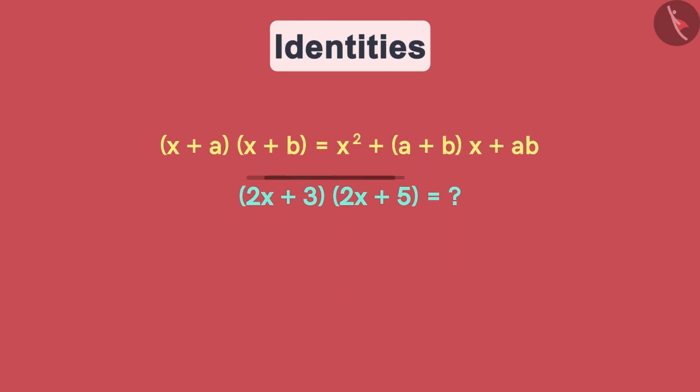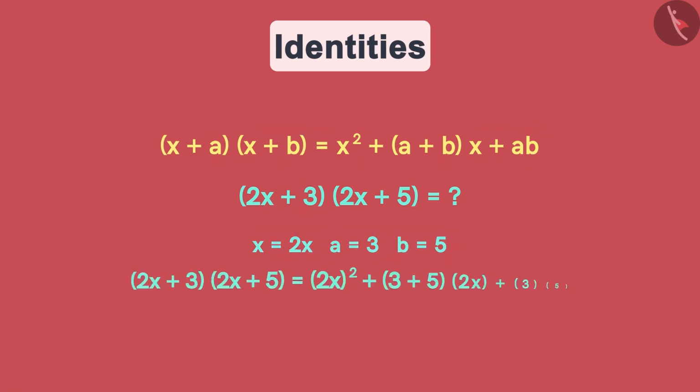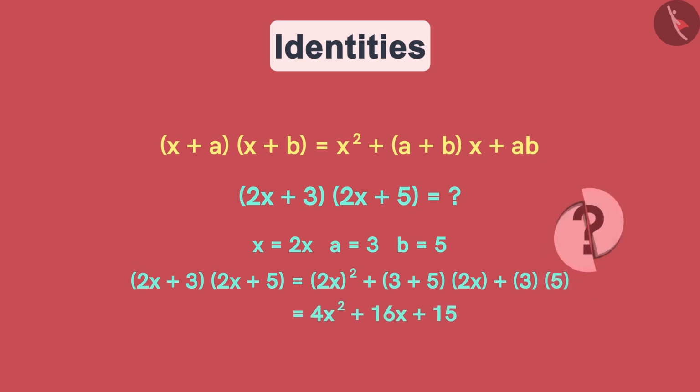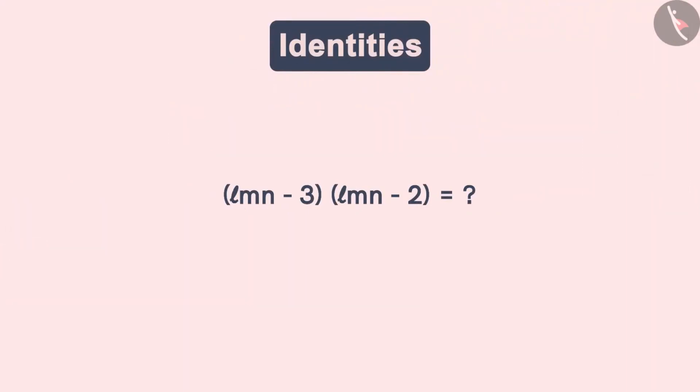Let's compare these expressions with the left-hand side of this identity. We can see that x is 2x, a is 3, and b is 5. Substituting these values in this identity, we will get this. After further simplification, we will get this as our final answer. This was easy, right? Let us see if you can solve the next example or not.